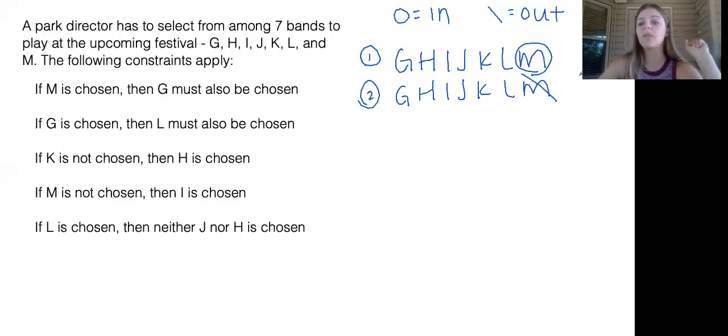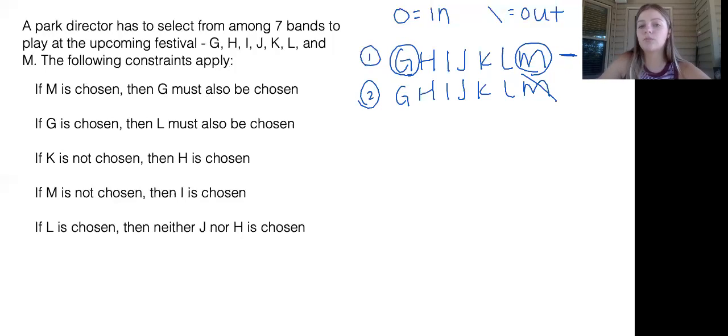That's all we need. And so now, because I know where M is placed, I can go back to my rule and I can go, okay, if M is chosen. That only applies in world number 1 because we know that M is circled. Well, what must happen? Then G must also be chosen. So that means that G has to be circled when M is circled.